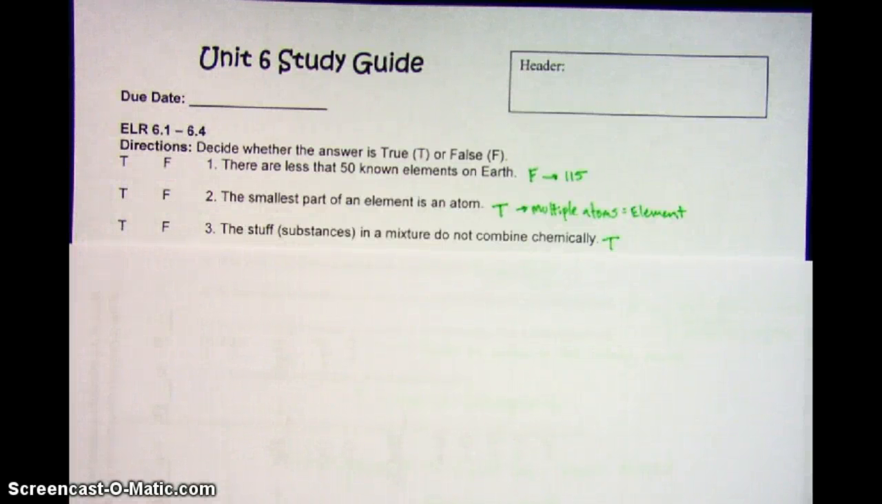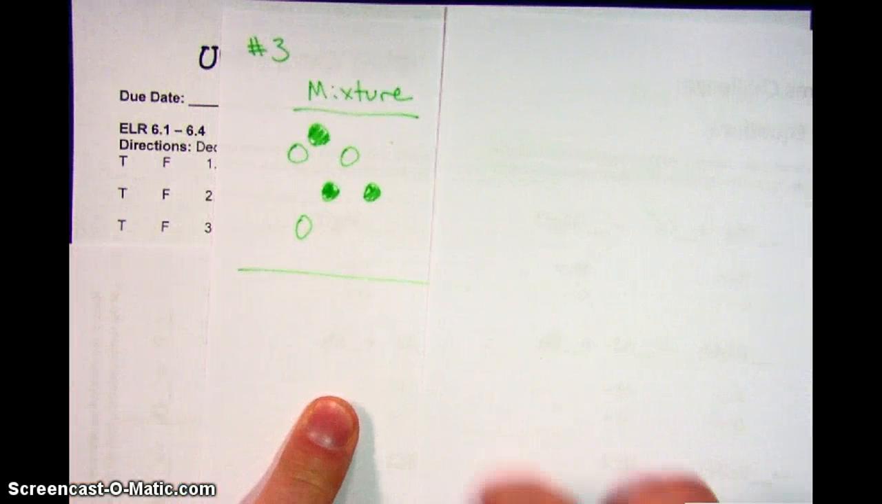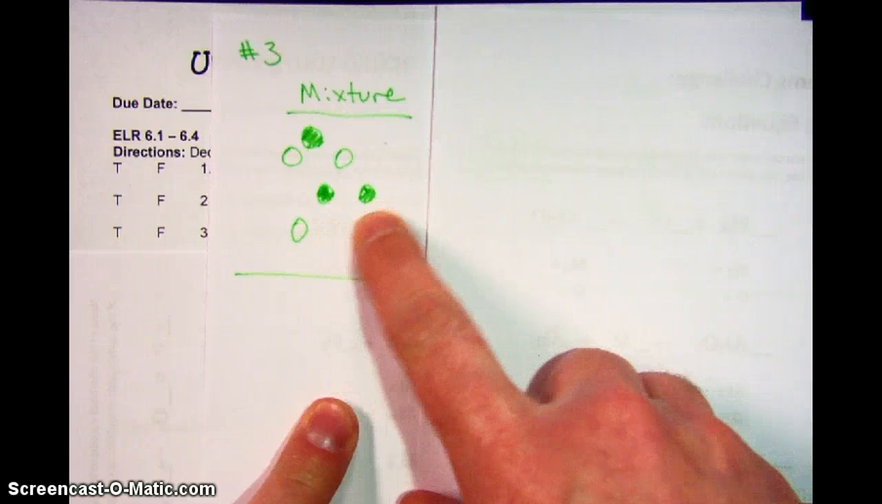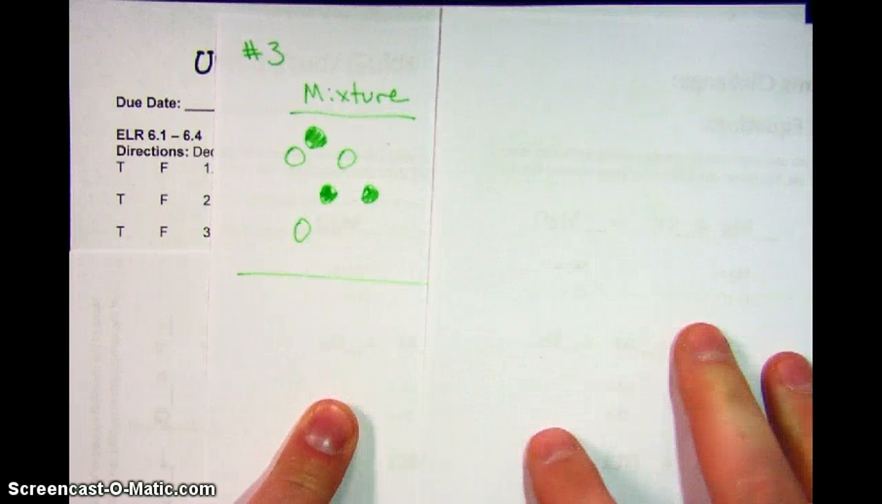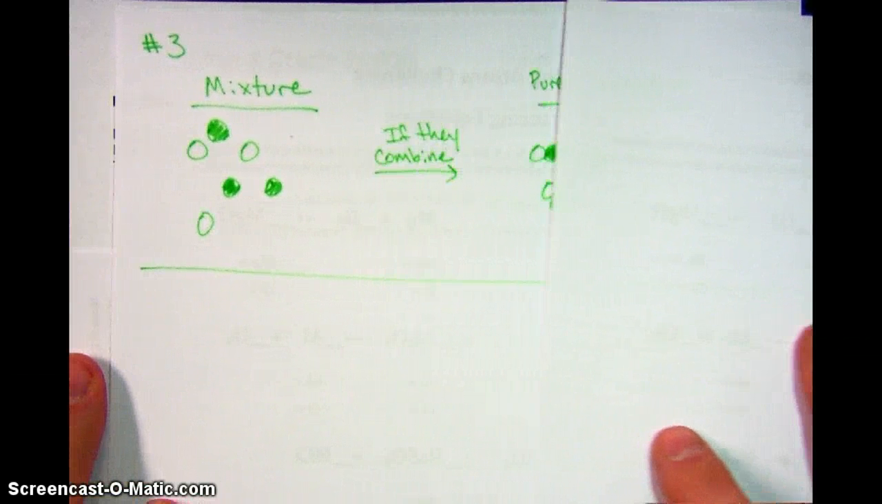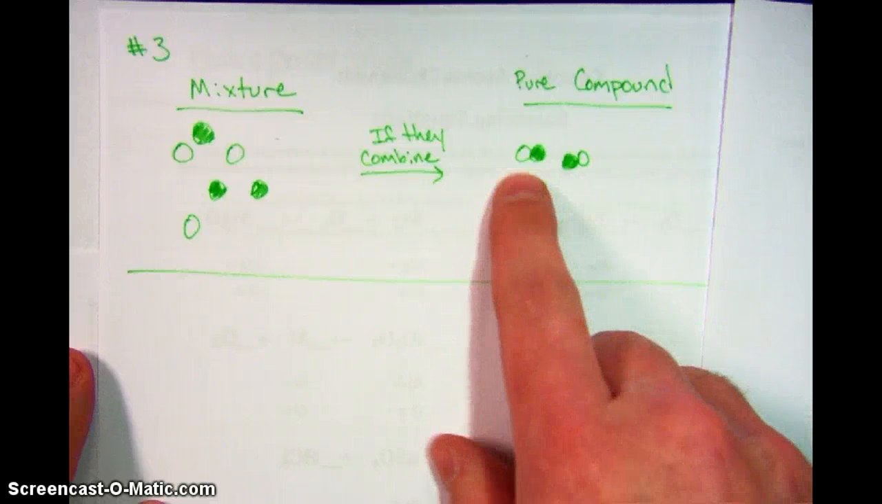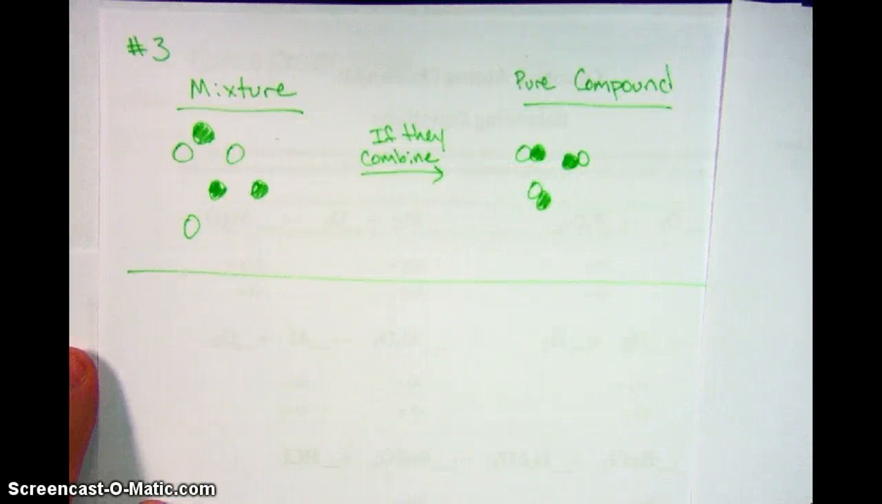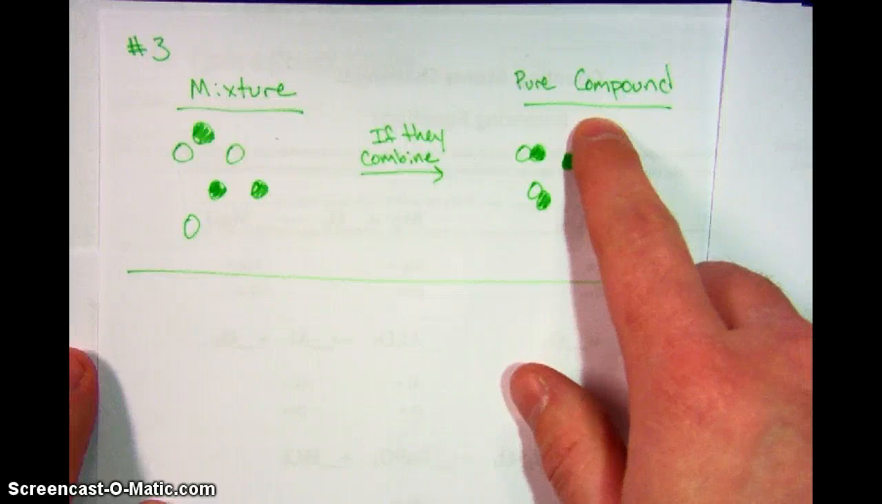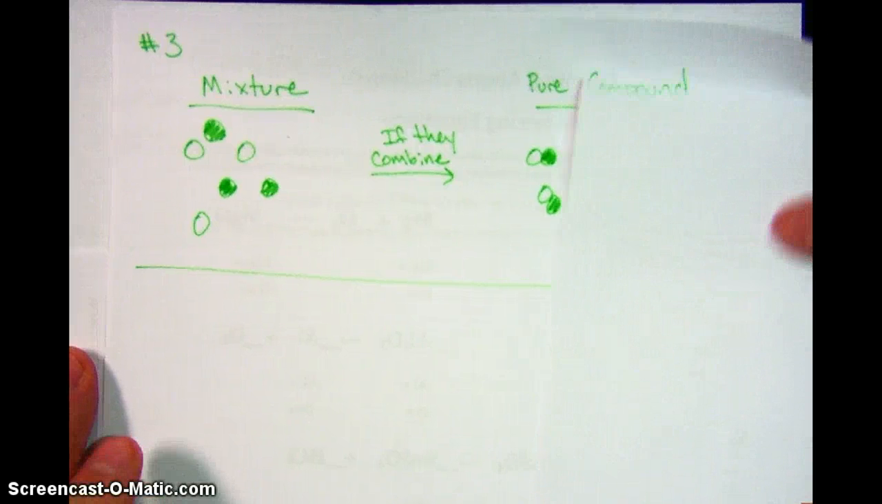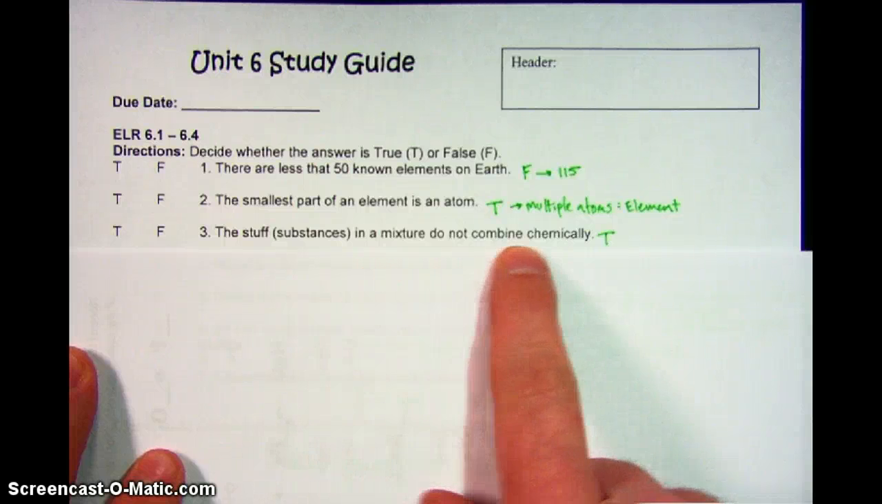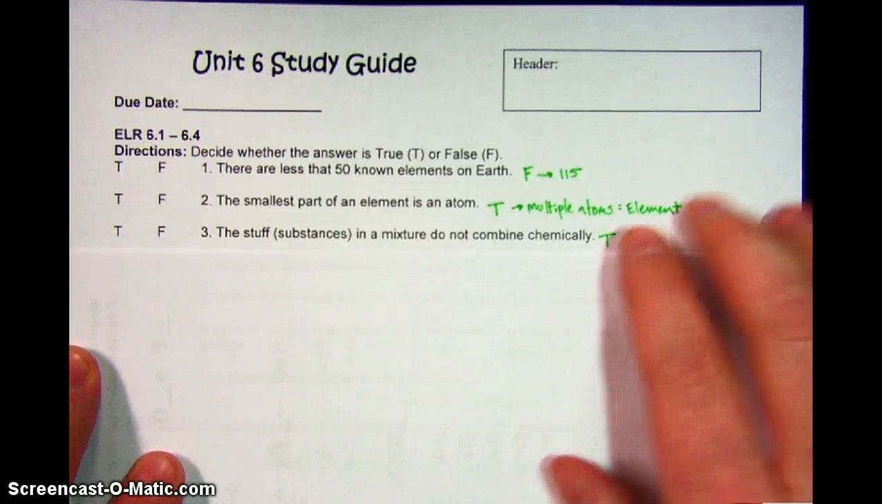Number 3, the stuff or substances in a mixture do not combine chemically. That is true, and I have something to show you to help you to see that. Imagine that you have a mixture that looks like this, made up of the representation of an atom by the green dots, or an element I should say, and a representation of an element by the white ones. If you were to bond these chemically, what would end up happening is you would get this. You would get the black ones bonding with the white ones, and you would get a pure compound, and it's no longer a mixture. So that's why the stuff in a mixture do not combine chemically, because they would no longer be a mixture. So that's true.